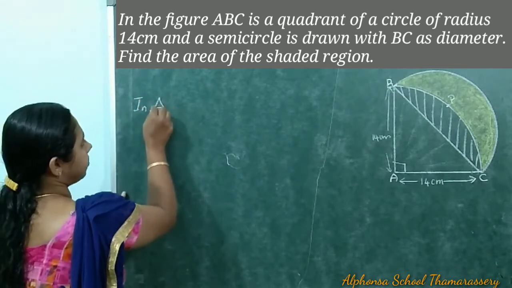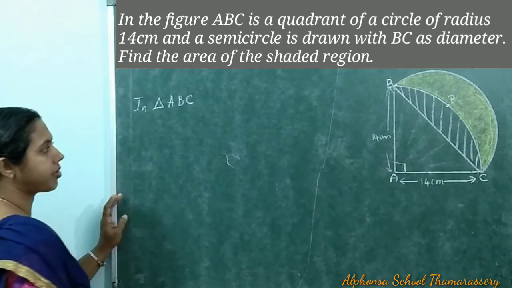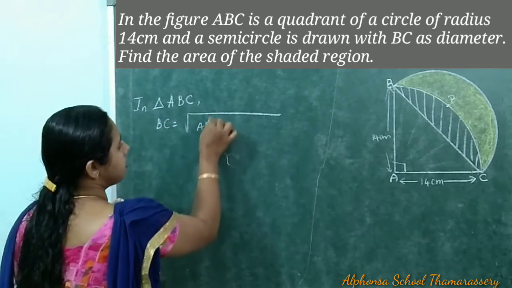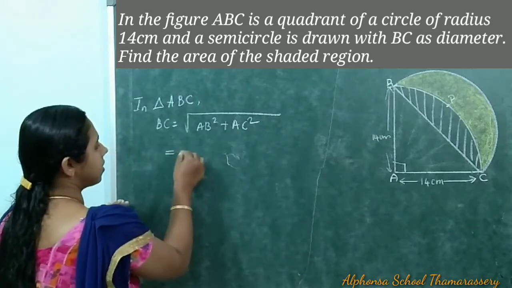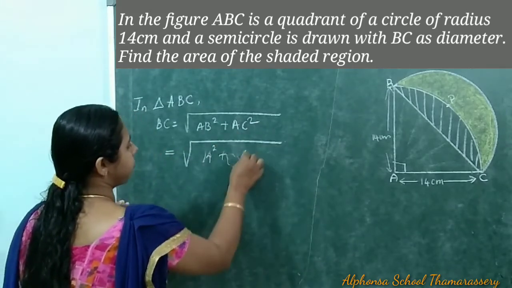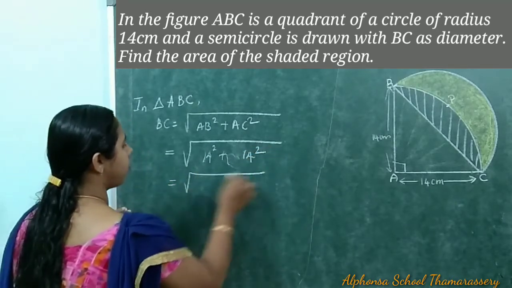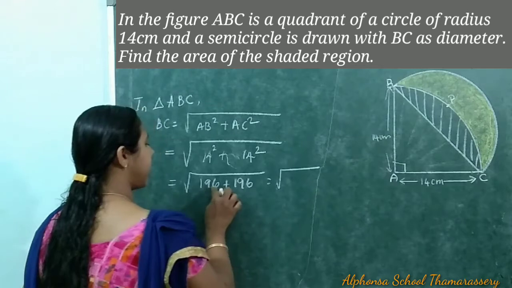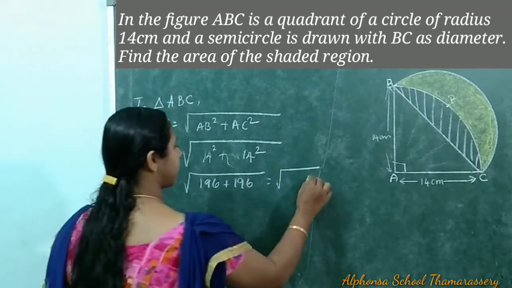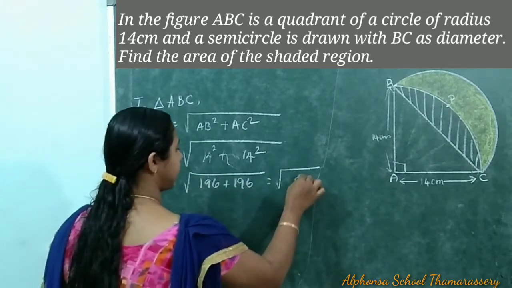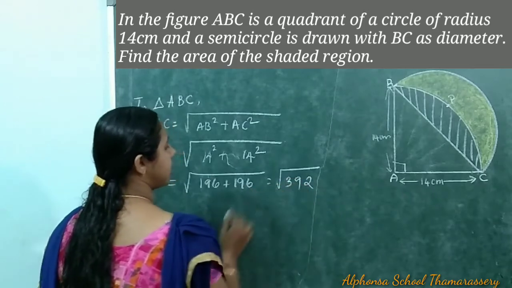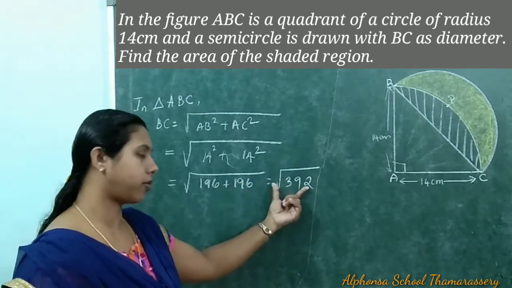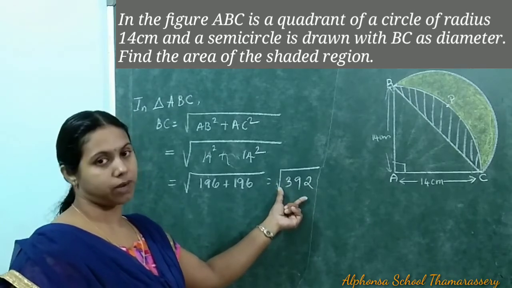In right triangle ABC, BC is equal to square root of AB square plus AC square. That is equal to square root of 14 square plus 14 square. That is equal to square root of 196 plus 196. That is equal to 2 times 196. 6 2s are 12, 1 is remaining. 9 2s are 18 plus 1, 19. 1 is carry over. 2 plus 1, 3. 392, square root of 392. Using the prime factorization method, you can find the square root of 392, or you can use the division method.